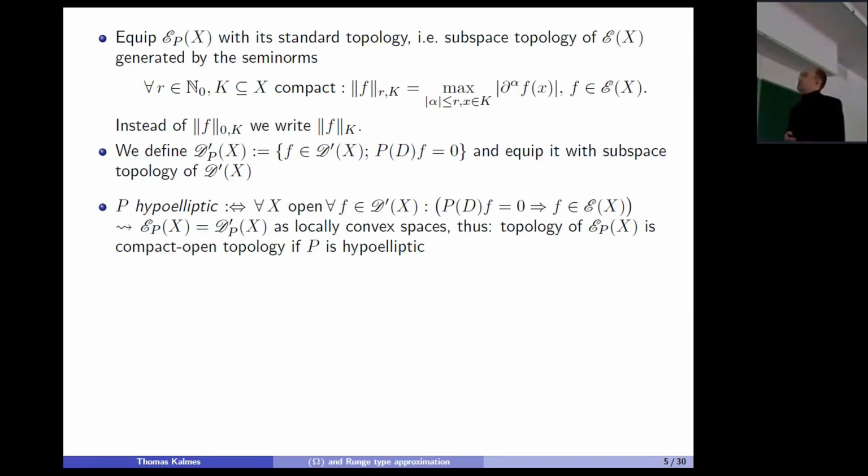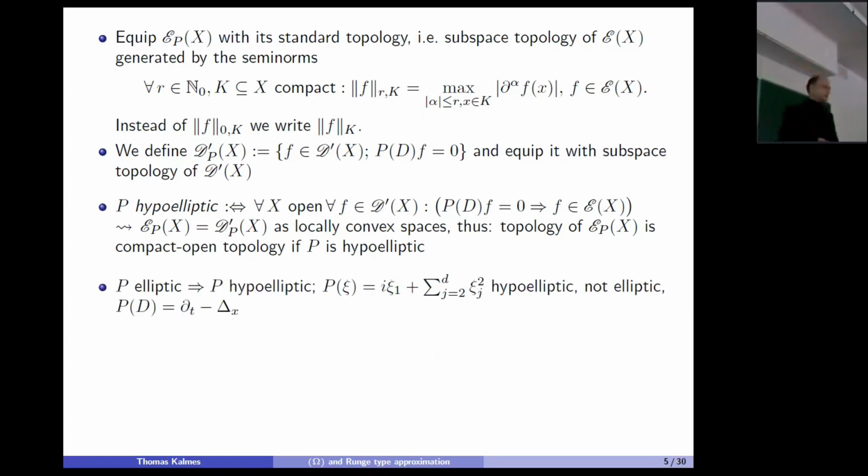By the very definition of hypoellipticity, as vector spaces, the smooth kernel coincides with the distributional kernel, and it is a result of Lagrange, which says that they also coincide as locally convex spaces, so the topologies in fact coincide, which has as a consequence that the topology of the smooth kernel is in fact the compact open topology, if P is hypoelliptic. So examples of hypoelliptic polynomials are the elliptic ones, for example, the Cauchy-Riemann or the Laplace operator, but also the heat conduction operator is hypoelliptic but not elliptic. So for these examples, the space of smooth solutions is actually equipped with the compact open topology, and we are in the setting of the Runge theorem or Lax-Lagrange theorem when we consider EP of x.